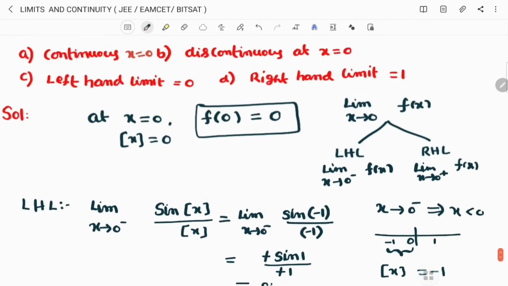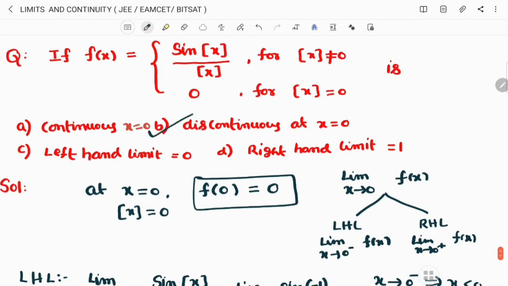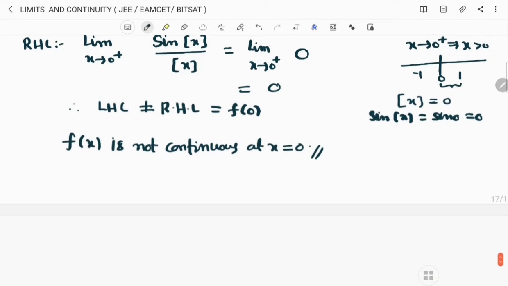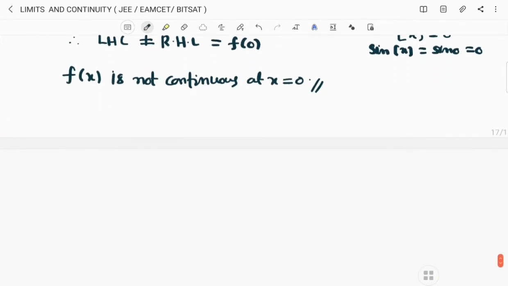So f of x is not continuous, that means discontinuous, which is there in the second option. I hope everyone understands, dear students. We'll move to the next question.